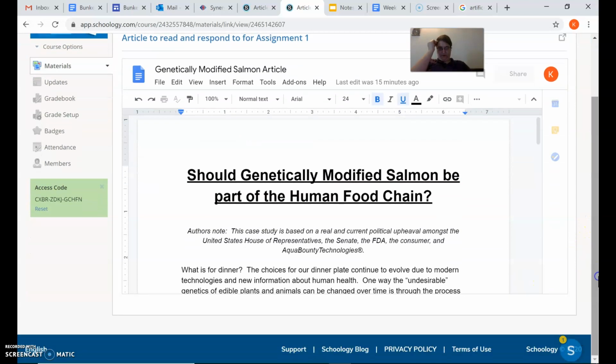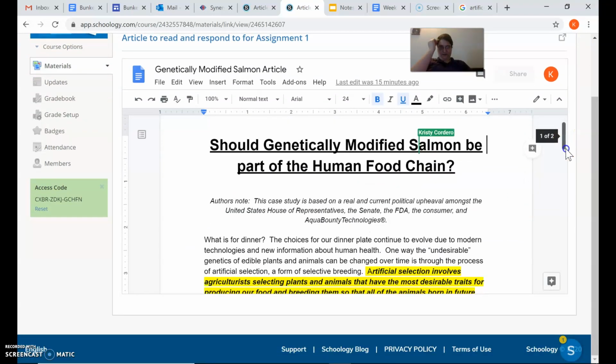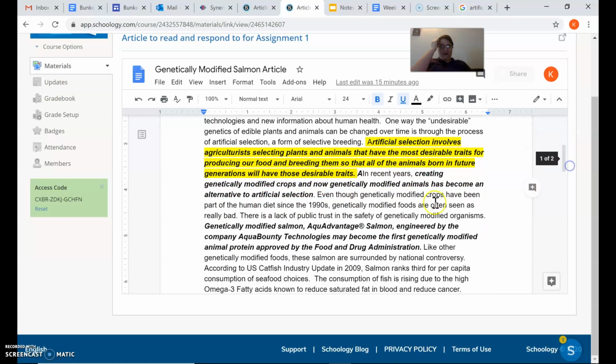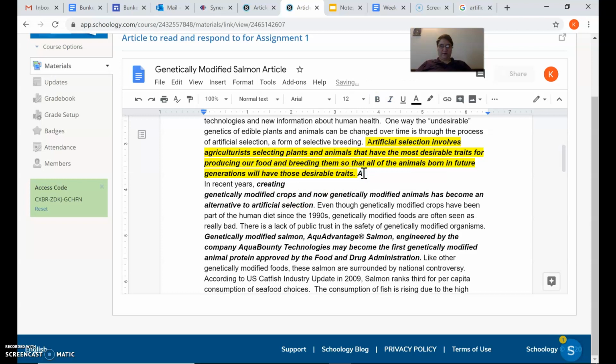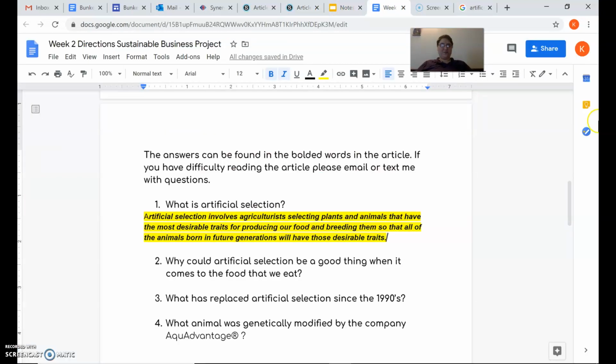Okay, here we go. So, we talked about artificial selection. In recent years, creating genetically modified crops, and now genetically modifying animals, has become an alternative to artificial selection. Crops means fruits and vegetables. Animals, we're talking cows, we're talking salmon.